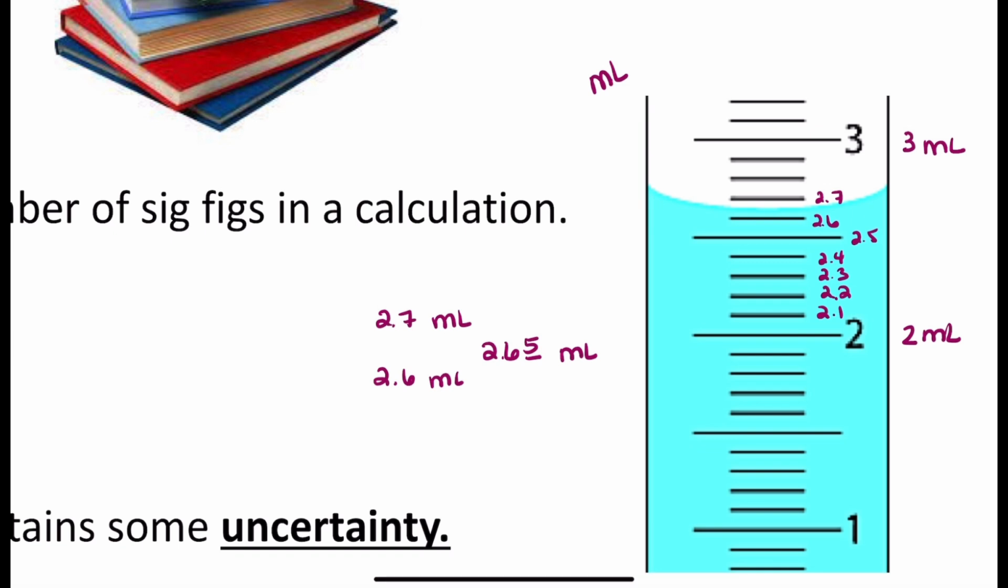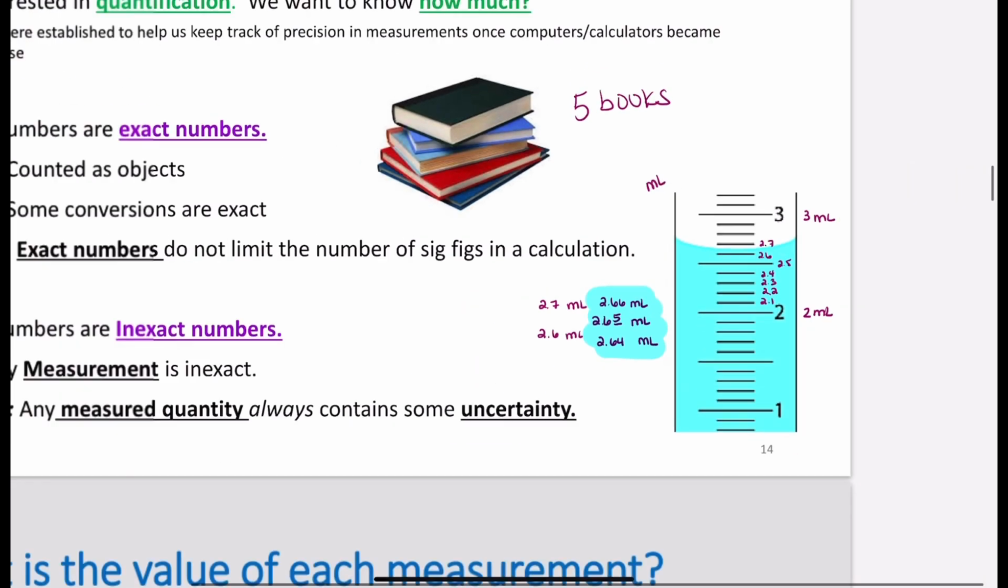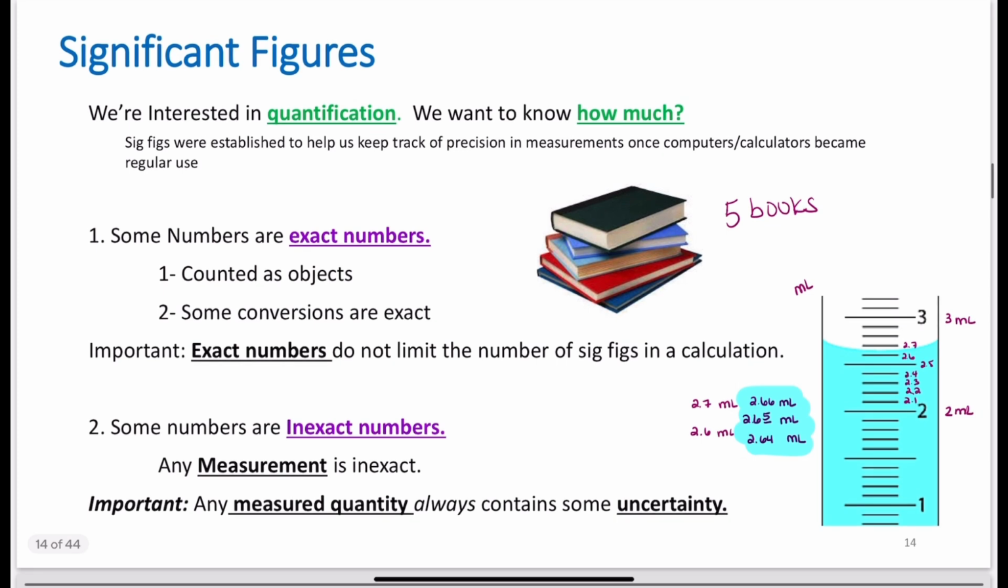Someone else may report it as 2.64. Someone may report it as 2.66. We are all correct in our measurement because we are estimating that last digit. All of these are correct measurements because I'm estimating that last digit. It's an inexact number.